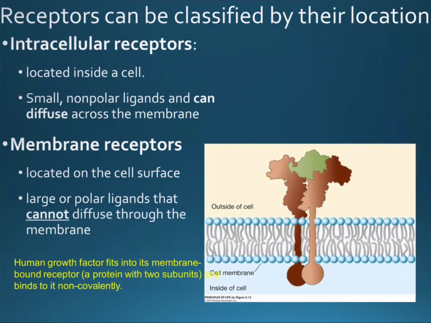Receptors can be classified by their location. They can be intracellular receptors, meaning they're located inside a cell. Typically, small nonpolar ligands that can diffuse across the membrane are the ones that can get to those receptors. Then there are membrane receptors, located on the cell surface. Large or polar ligands that cannot diffuse through the membrane are the ones that signal those membrane receptors, ones that are like this.